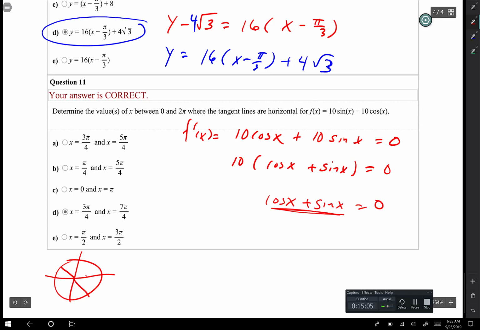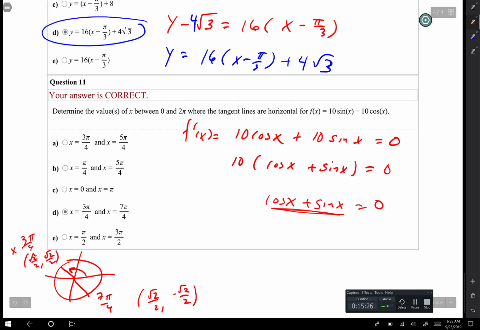If you want to know what value that is, 3 pi over 4, because the x value is a negative square root of 2 over 2, and the y is a positive square root of 2 over 2, so that's 3 pi over 4, guys. And the other value is, let's see, 7 pi over 4, because the x value is a positive square root of 2 over 2, and the y value is a negative square root of 2 over 2.